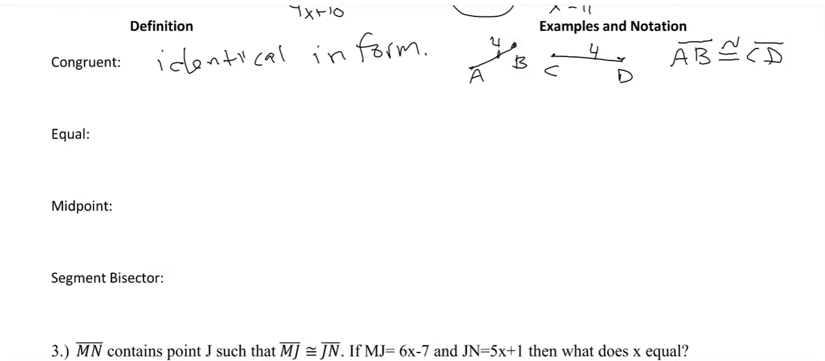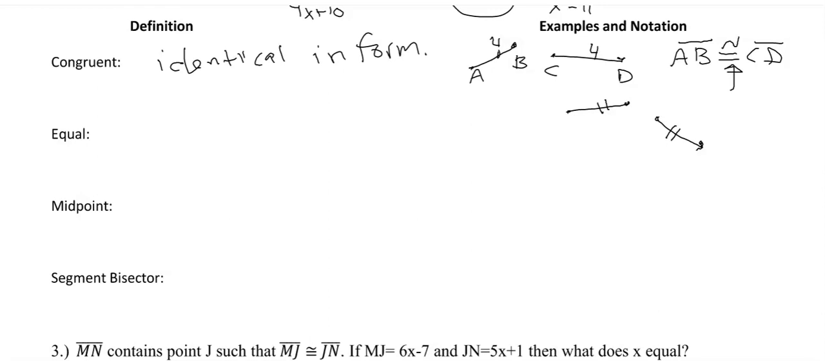Ta-da! Now let's say that we had a line segment on a drawing and we had another line segment and we wanted to say they were congruent, but we didn't want to write this out. You can use 1 tick mark and 1 tick mark, and that means that those things are congruent. If you had 2 other things that are congruent, you would do 2 tick marks and 2 tick marks. And that's the same thing, saying that they are identical in form. They are congruent. Okay?